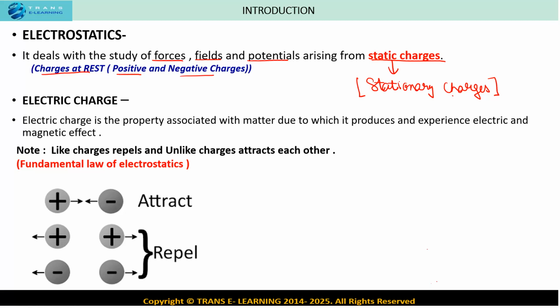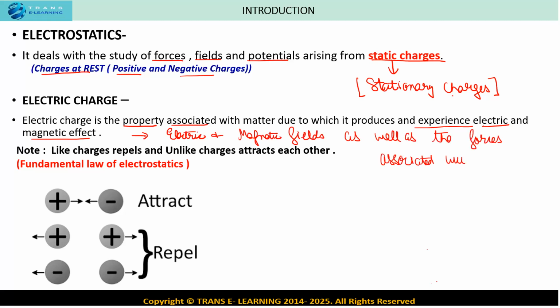Now, what is an electric charge? Electric charge is the property associated with matter due to which it produces and experiences electric and magnetic effects. When we are talking about the electric and magnetic effect, we would be talking about the electric and magnetic fields as well as the forces associated with them.